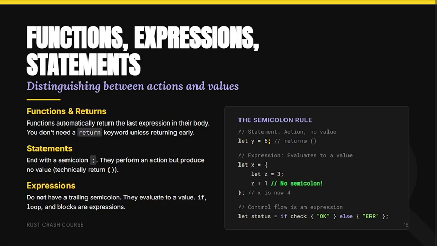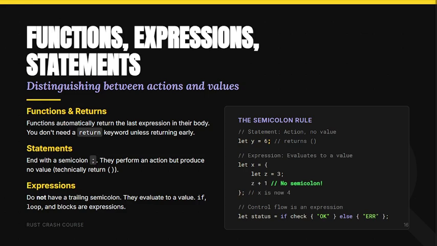Now let's talk about one of the conceptual things that trips up newcomers most often in Rust: the difference between expressions and statements. In many languages, these terms are used loosely. In Rust, they have a precise, important meaning. Statements end with a semicolon. They perform an action but produce no value. Technically, they return nothing.